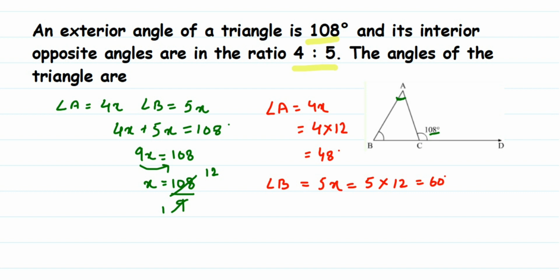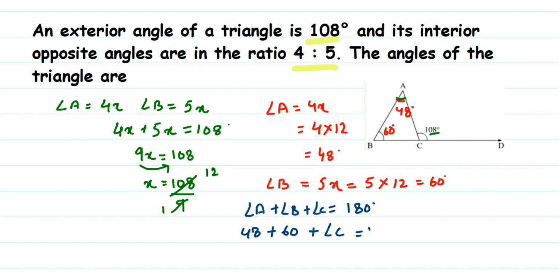Now we have to find angle C, the interior angle of C. Angle A was 48, angle B was 60 degrees. Then how do we find angle C? We know that the sum of all angles of a triangle is 180 degrees, which means if I add angle A plus angle B plus angle C, the sum should be equal to 180 degrees. This is another property of a triangle: if you add all the interior angles, the sum should be equal to 180. Let's substitute here. So angle A is 48, so 48 plus 60 plus angle C, which we don't know, so I'm going to write angle C there, is equal to 180.